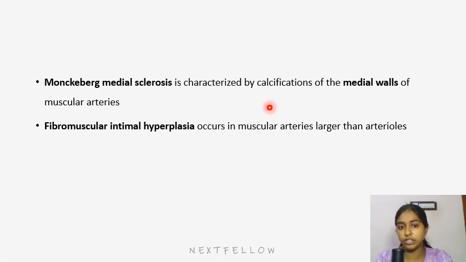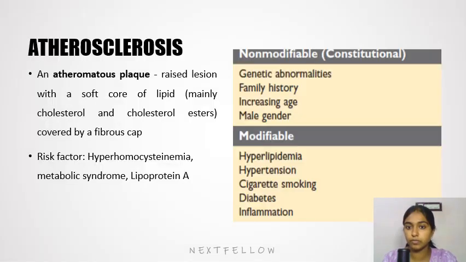In hypertension, we can also see Monckeberg medial sclerosis. Monckeberg medial sclerosis is characterized by calcification of the medial wall of the muscular arteries, and we can also see fibromuscular intimal hyperplasia, which occurs in muscular arteries which are larger than arterioles.